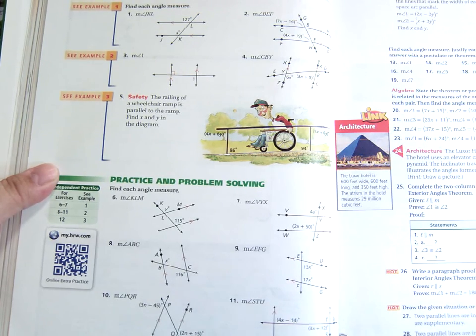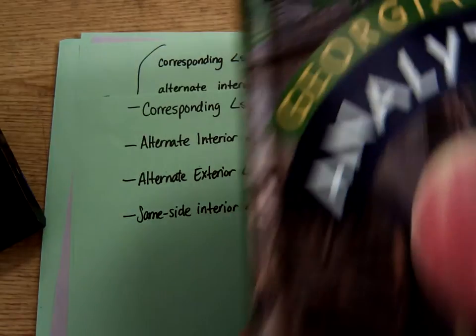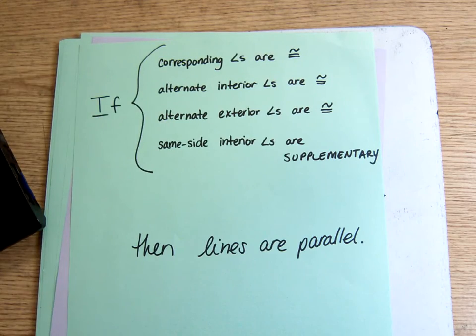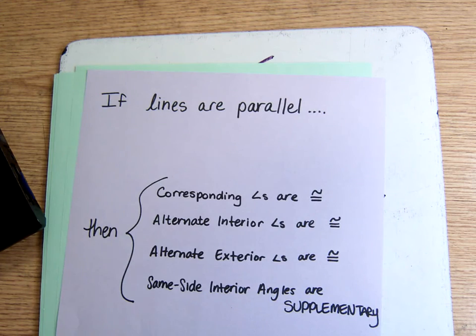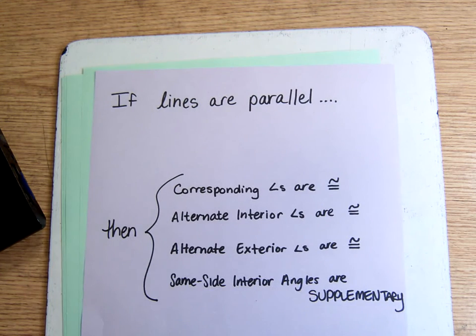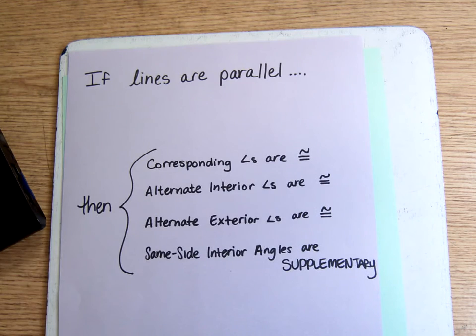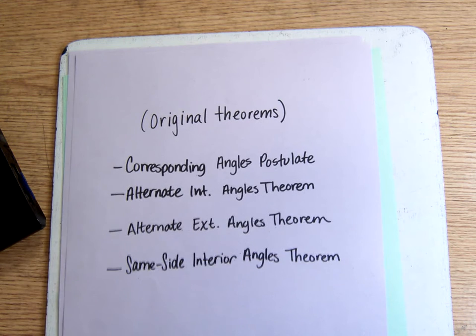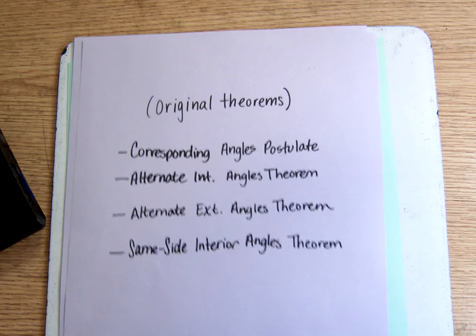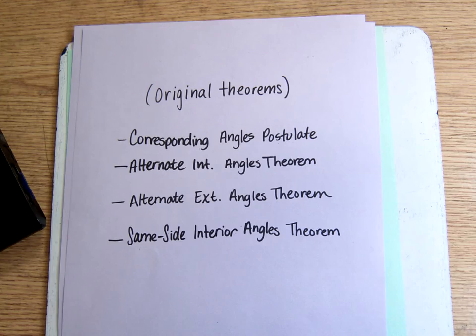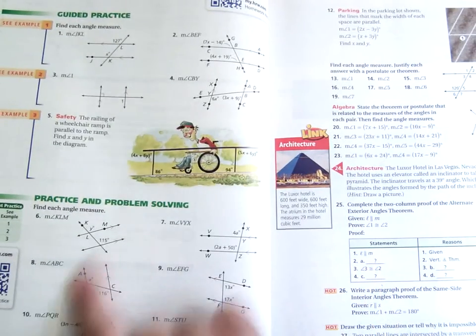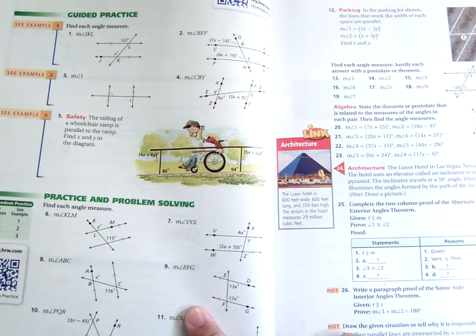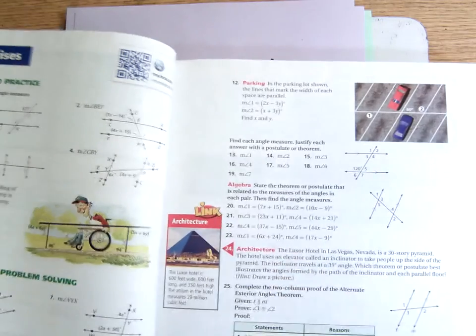If it's telling you the lines are parallel, then I'm looking for the one that starts with lines are parallel. So not the converses, but the original theorems. If the lines are parallel, that comes from the original four theorems: corresponding angle postulate, alternate interior angles theorem, alternate exterior angles theorem, and same side interior angles theorem. If you are being asked for a reason, which you're really not here, you're just being asked to use them. But for instance, look over to problems 13 through 19.